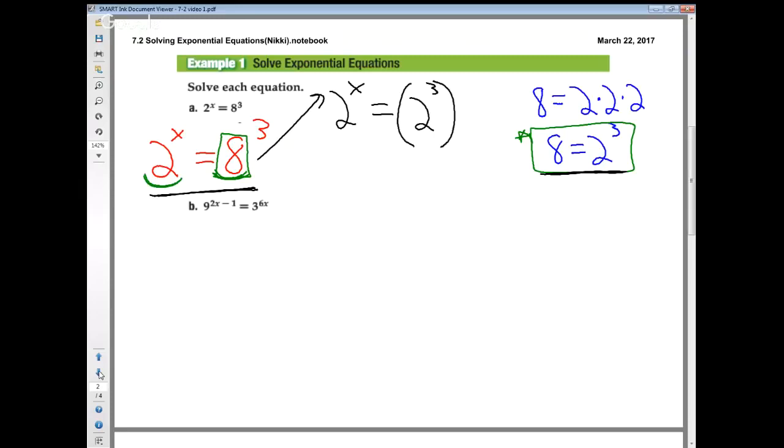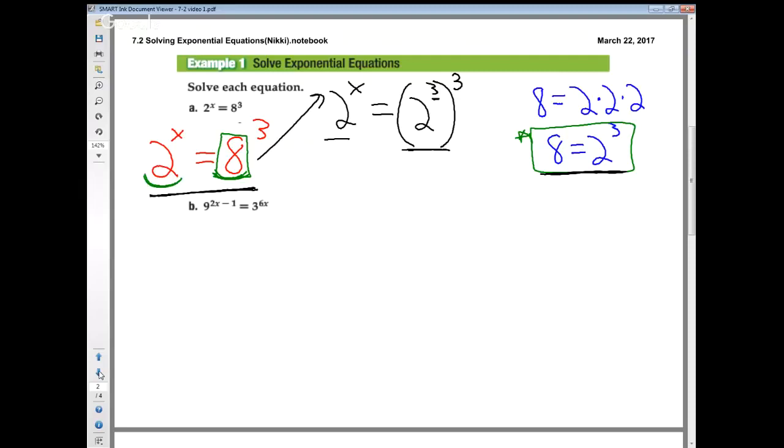Now don't forget, the 8 was raised to the cubed power already. So in other words, that 3 on the outside is still there, along with the power of 3 that we got by changing 8 to 2 cubed. So now, instead of 2 to the x equal to 8 to the third, we now have 2 to the x equal to 2 cubed raised to the third power.